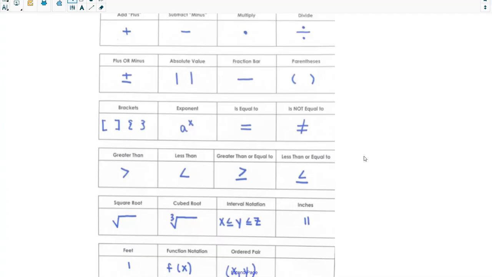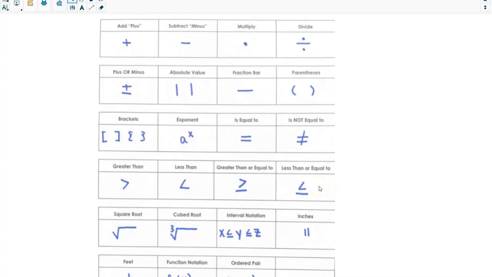On the next row, we have our inequality symbols. So we have greater than, less than, greater than or equal to, less than or equal to. Then we have our square root, our cube root. Interval notation, this might be new. So x is less than or equal to y, which is less than or equal to z. We will look at that more when we talk about domain and range. 2 little hash marks means inches, and 1 little hash mark means feet. We have function notation, which might be new, and then we have an XY ordered pair. So these were all the important math symbols we went over at the beginning of the year.